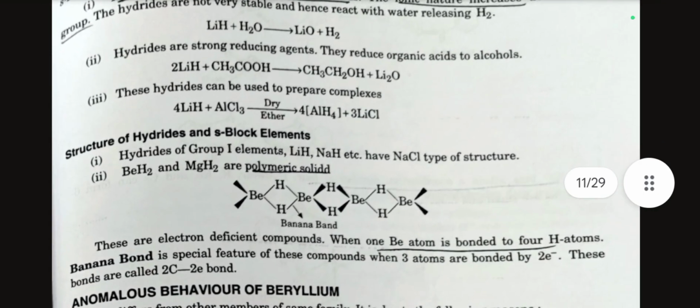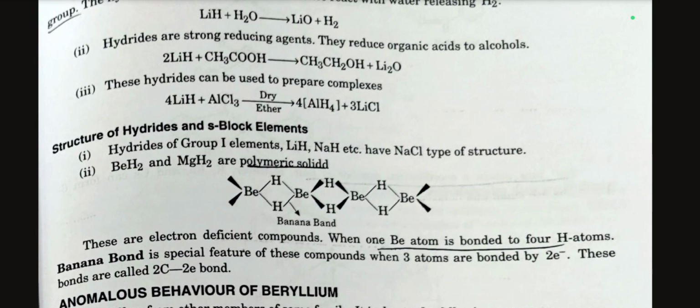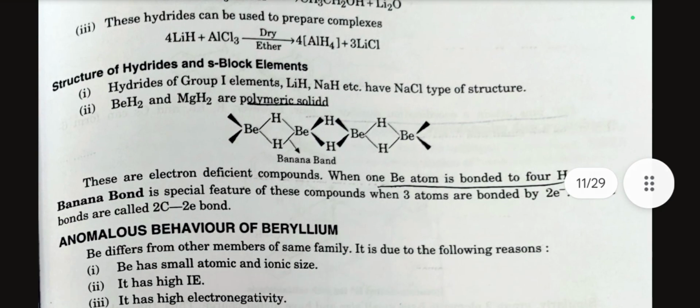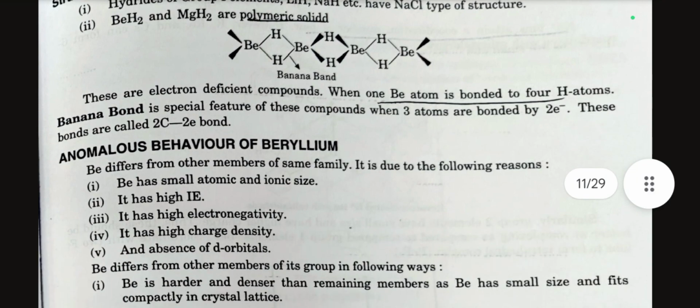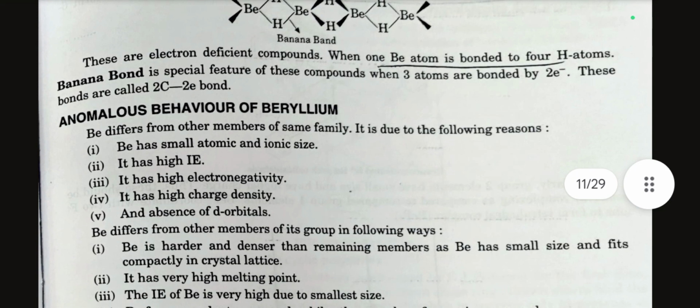These hydrides can be used to prepare complexes. Structure of hydrides of s block elements. Hydrides of group 1 elements, LiH, NaH, etc., have NaCl type structure. BeH2 and MgH2 are polymeric solids. These are electron deficient compounds. When one beryllium atom is bonded to 4 hydrogen atoms, banana bond is a special feature of these compounds.